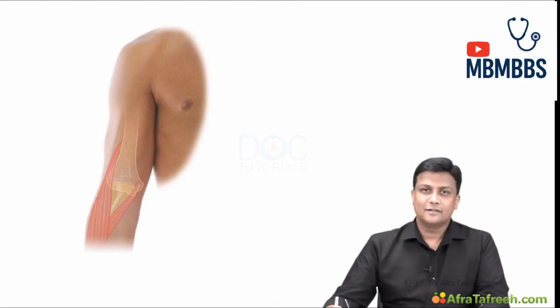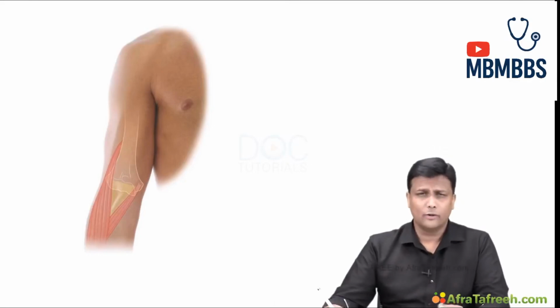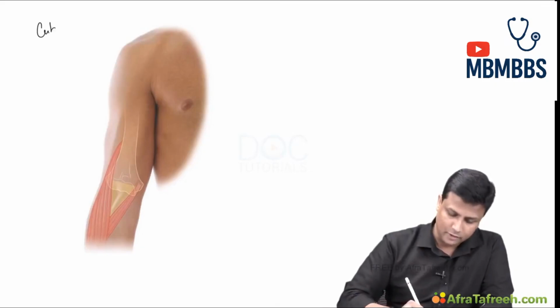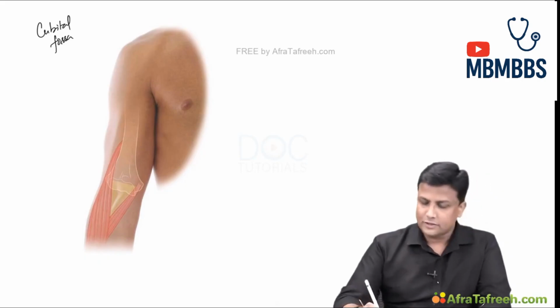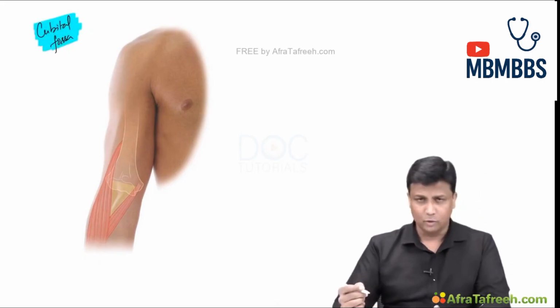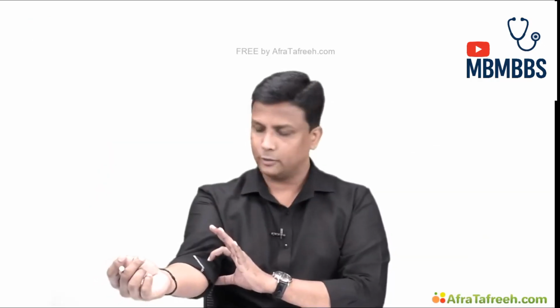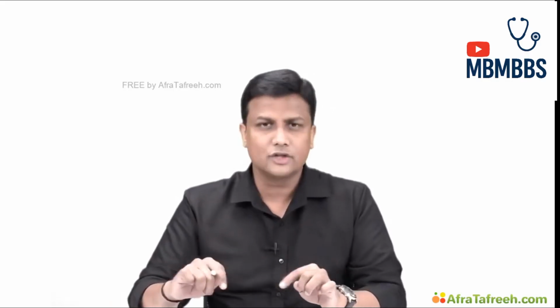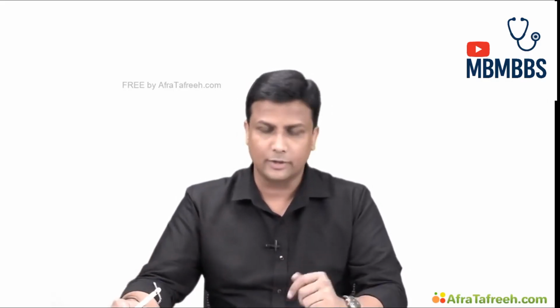Welcome back my dear friends, and now let us deal with another small topic here, that is cubital fossa. So we are now going to discuss the cubital fossa. Now cubital fossa is actually a triangle shaped depression right in front of the elbow joint. So you have got your elbow joint here, and right in front of the elbow joint there will be a triangle shaped depression there, that is nothing but cubital fossa.